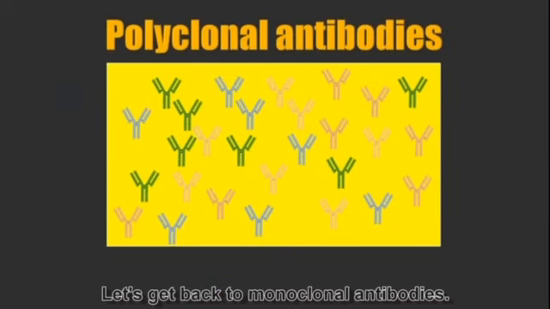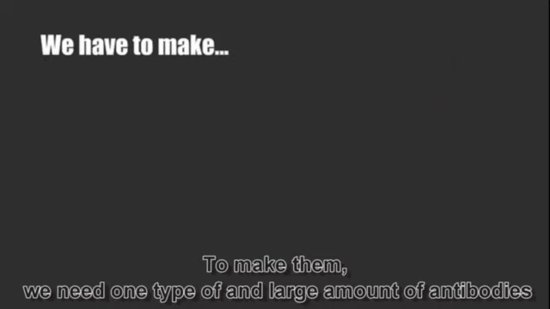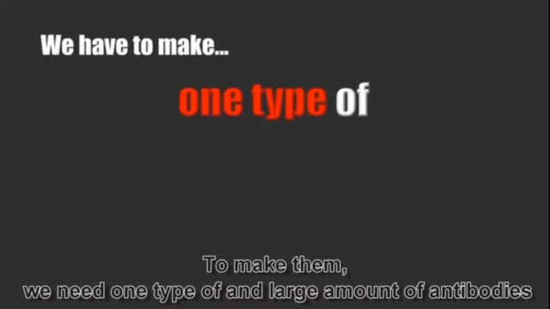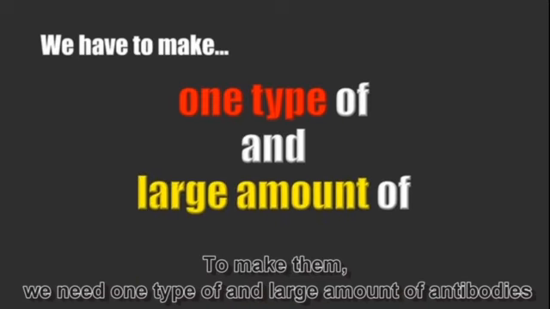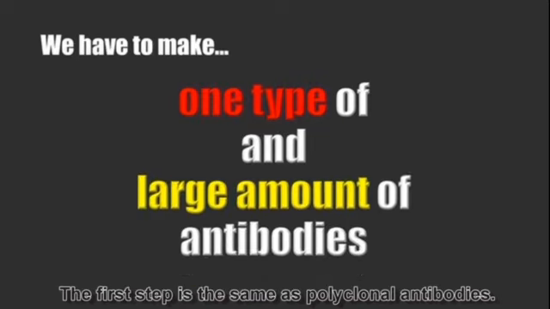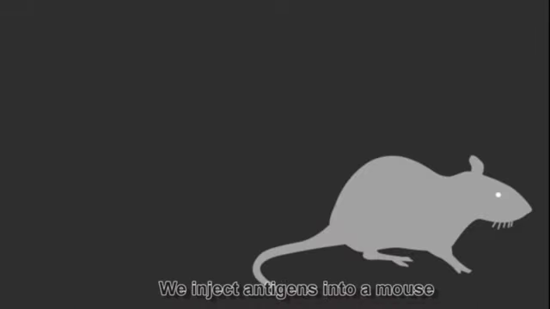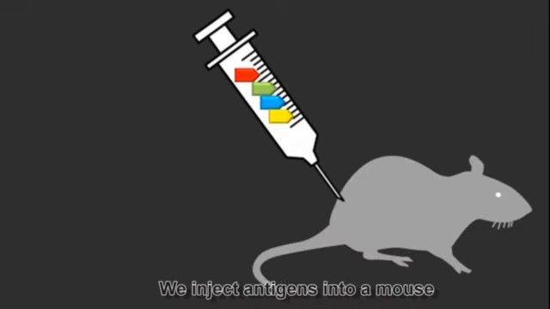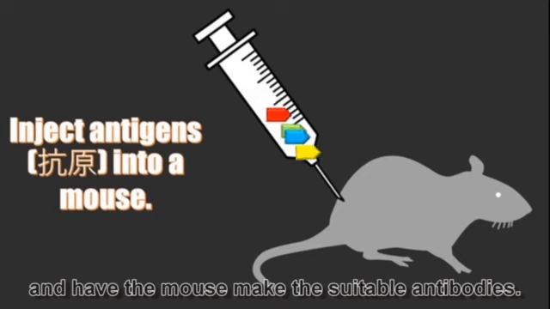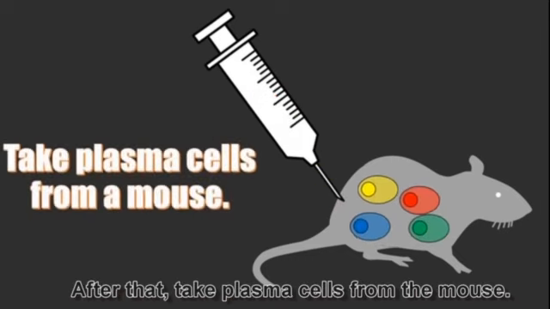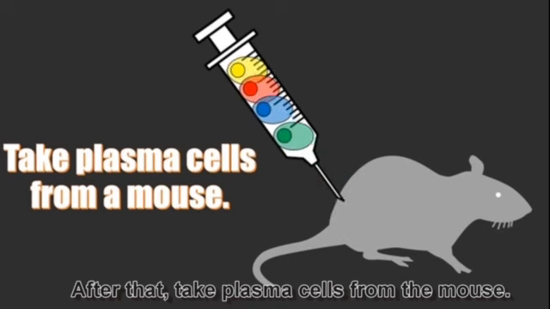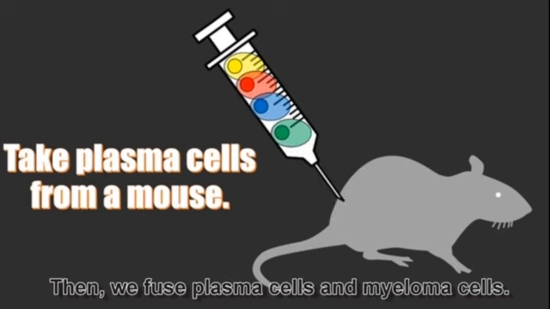Let's get back to monoclonal antibodies. To make them, we need one type of and a large amount of antibodies. The first step is the same as polyclonal antibodies. We inject antigen into a mouse and have the mouse make the suitable antibodies. After that, take plasma cells from the mouse. Then we fuse plasma cells and myeloma cells.